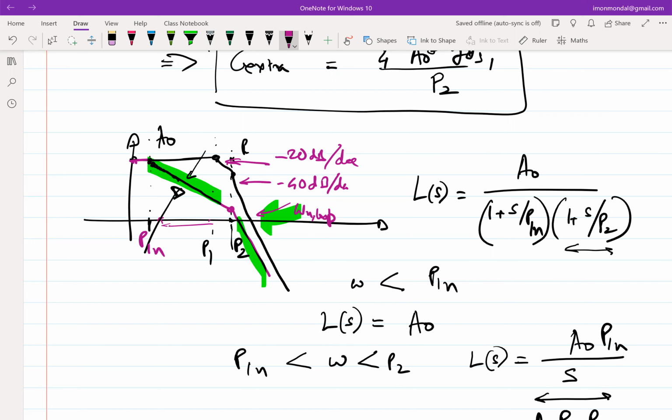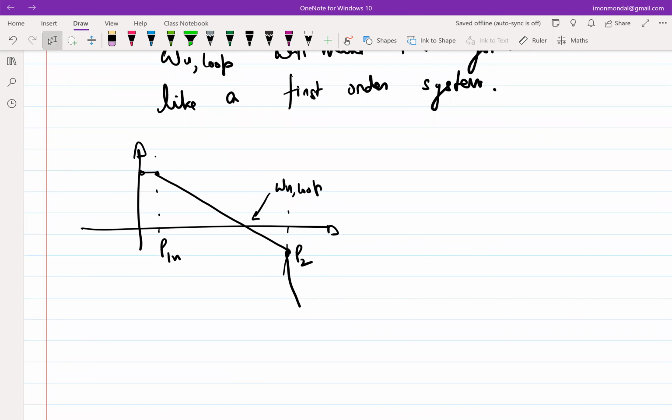This plot doesn't really show that, but this plot kind of shows that if you lower P1 sufficiently, it is still possible to get an integrator-like response around omega u loop. Now, note that your omega u loop might have changed, right? So initially, your omega u loop probably would have been somewhere here. Okay, this still doesn't look like 40 dB per decade.